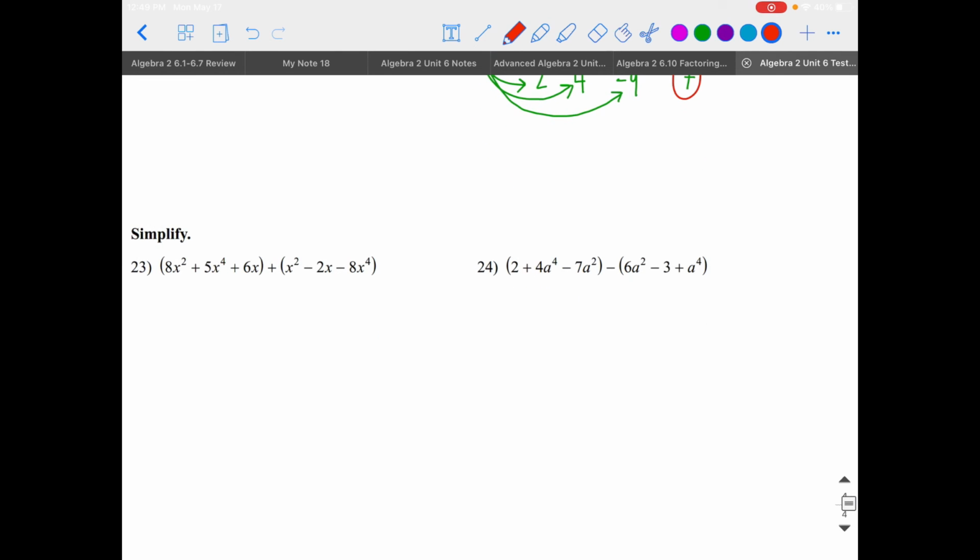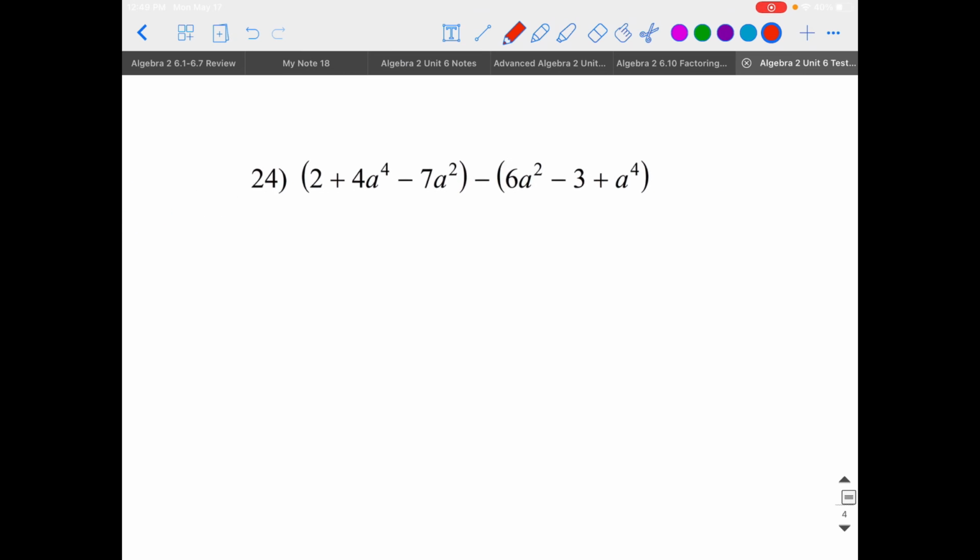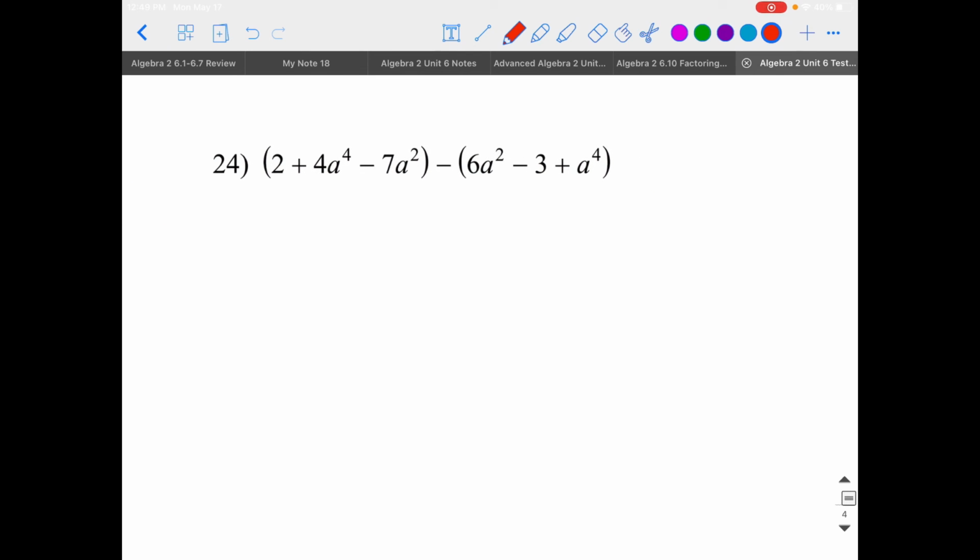Now, number 24, the directions just say simplify. So we kind of have to look at the question to know really what we're supposed to do. And we are subtracting. So when we are subtracting, first of all, we rewrite our first set of parentheses. We want to turn it into addition, but to do that, we have to change all of the other signs. So that becomes negative 6a squared plus 3 minus a to the 4th.